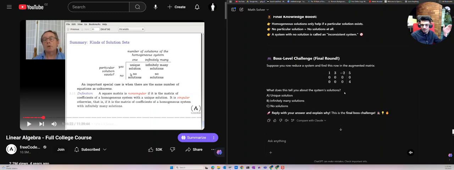Boss level challenge. Suppose you row reduce a system and find this row in the augmented matrix. What does this tell you about the system's solution? Okay, so x plus y plus z. Here we had two free. Okay, free. This is one free. I think there is no solution.